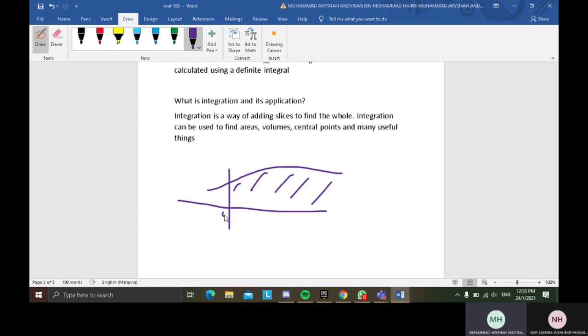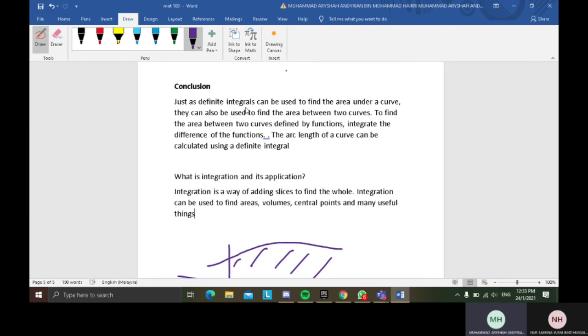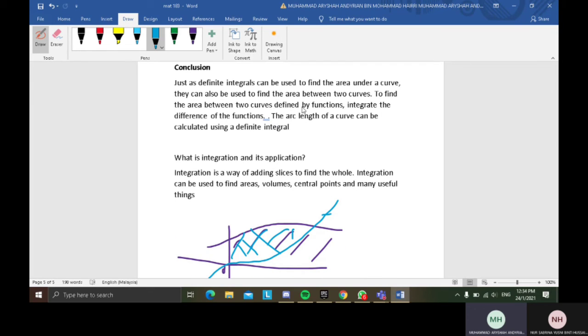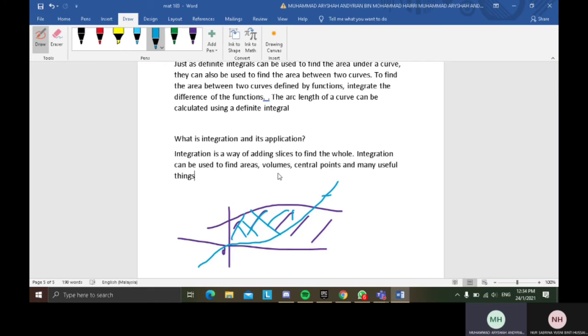And it can be used to find the area between two curves. So if we have two curves here, we can find the area inside of these two curves. And to find the area between the two curves, integrate the difference of the functions. The arc length: we can also find the length of the arc of a curve. It can be calculated using a different formula.